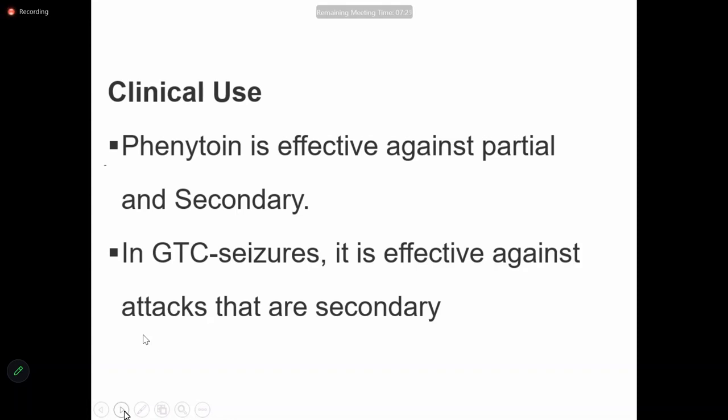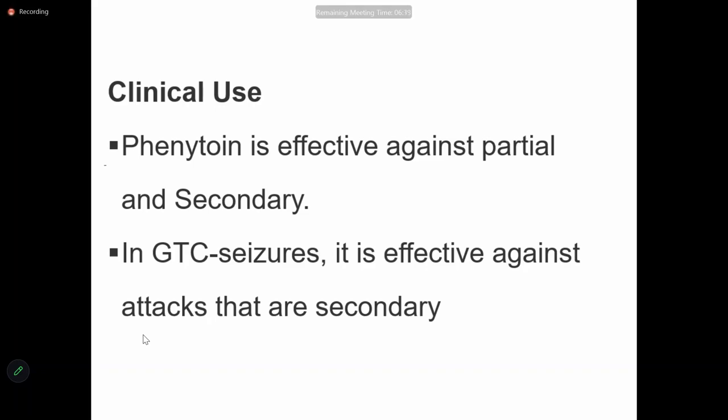But we have those that can cross and influence the action potential of the rest of the hemispheres, and those are what we call secondary generalized. So we have partial seizures which can be simple, partial seizures which can be complex, and partial seizures which can be generalized later. So we call them secondary generalized. When you talk of GTC, we talk of generalized tonic-clonic seizures. It is usually very effective in what we call secondary generalized tonic-clonic seizures.